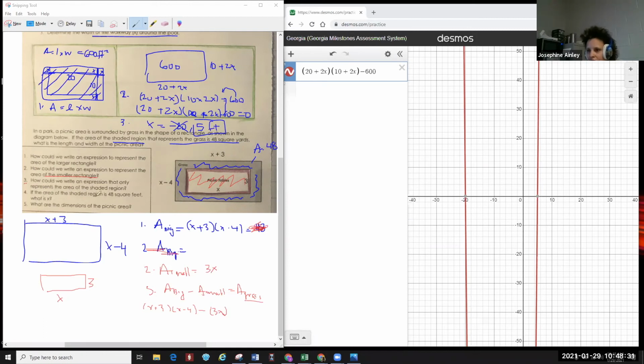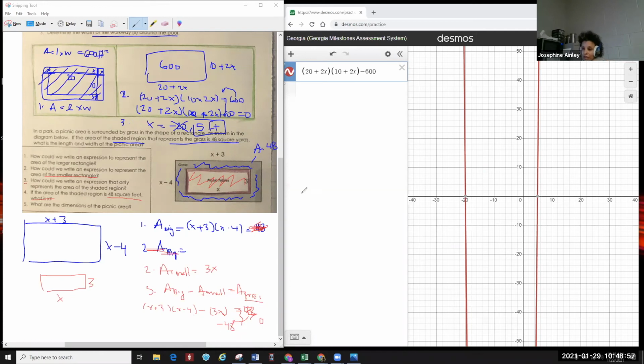And if the area of the shaded region is 48 square feet, what is x? They told us the area of this grass is 48, and they're asking us to solve for x. Just like in the previous problem, remember, it's very important: in order to solve quadratics, it has to be equal to 0. So your first step is always, if there's something on the right-hand side, you need to move it to the left. That 48 moves to the left and becomes negative 48. And now there's nothing on that side.